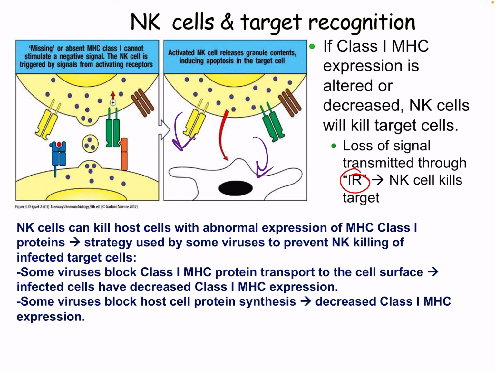This strategy is also used by some viruses to prevent NK cell killing of infected cells. Some viruses can actually preserve the MHC class 1 repertoire, preventing the cell from being killed. But in a lot of cases, viruses will block class 1 MHC protein transport to the cell surface from inside the cell. This means infected cells have decreased class 1 MHC expression, again being targeted for killing. Some viruses also block whole cell protein synthesis and cause decreased class 1 MHC expression.